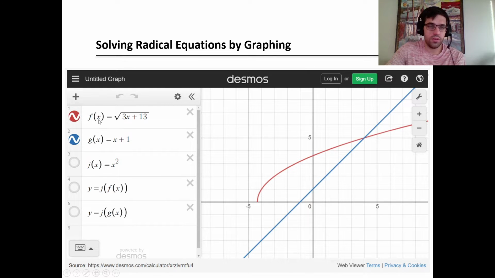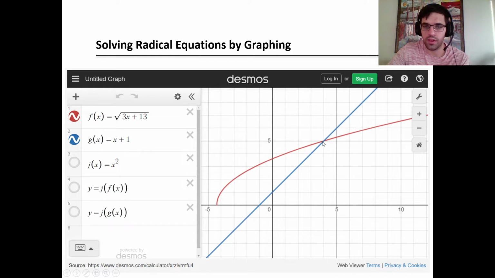So the left side, we'll say f of x equals the square root of 3x plus 13. And for the right side, we'll say g of x equals x plus 1. So that was the equation split into two functions. What we have here is the left side is the red line and the right side is the blue line. And we see that the red line and the blue line intersect at exactly one point. And that point is, where is it? Right there, 4, 5. The x value is 4, the y value is 5.